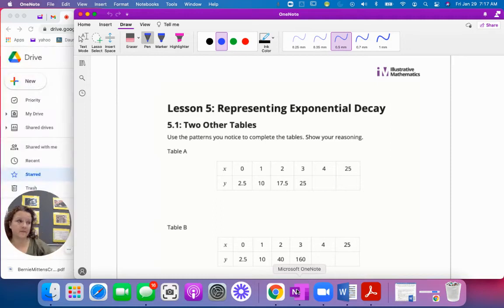Algebra. Unit 5, Lesson 5. We are still talking exponential decay. Remember in last lesson we talked about decay is when we get smaller.